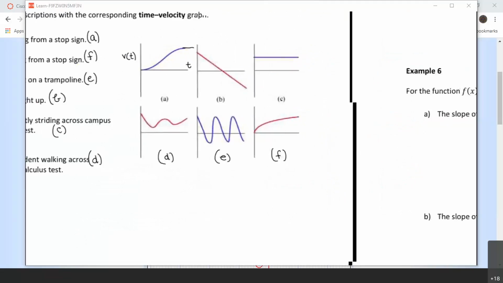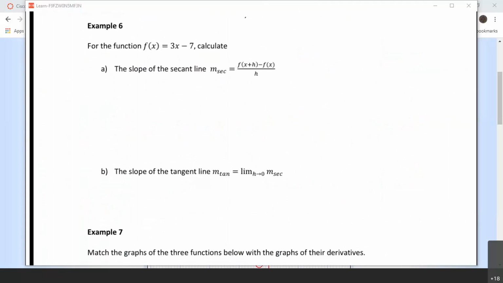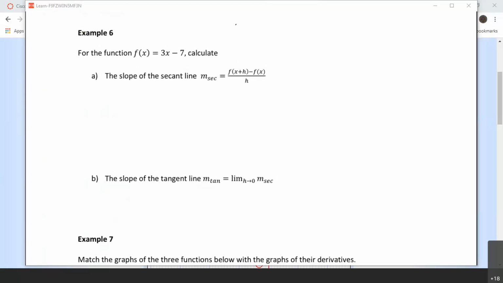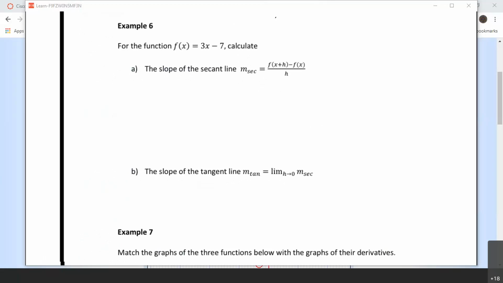Finally, we have a calculate one. Let me show you how this works. Here, I have my function f of x. It's a linear function. And if you remember, I have to figure out my slope of the secant line that's just h units away from some point x on the graph. So in order to do this, I have to calculate f of x plus h. How do you do that? You plug in x plus h everywhere you see an x.